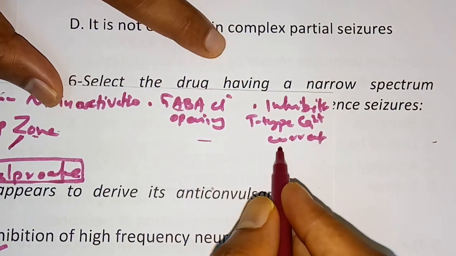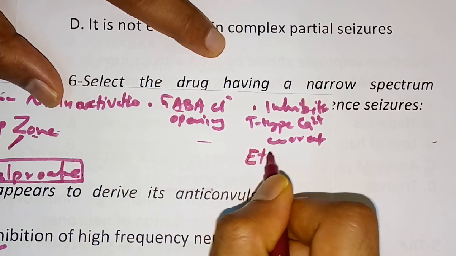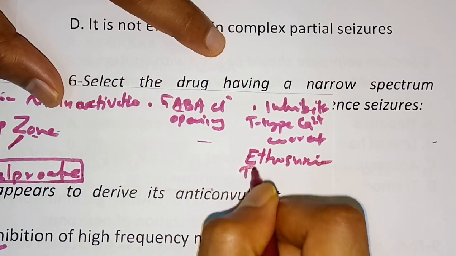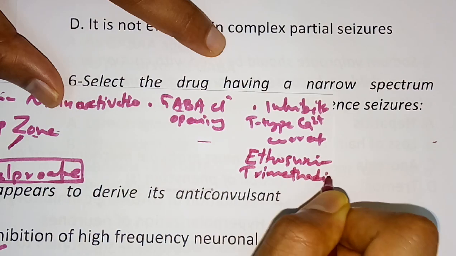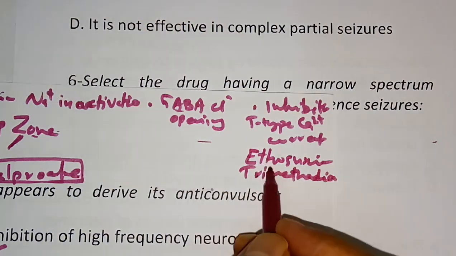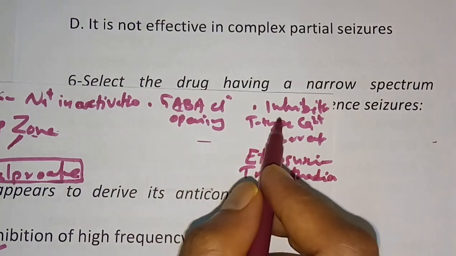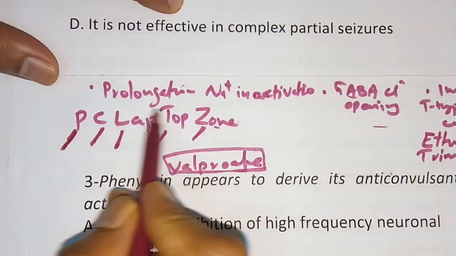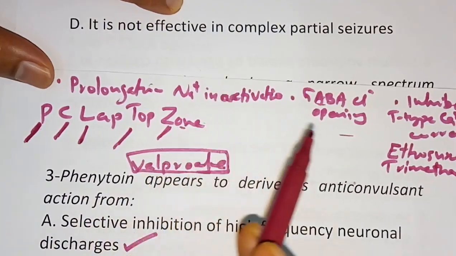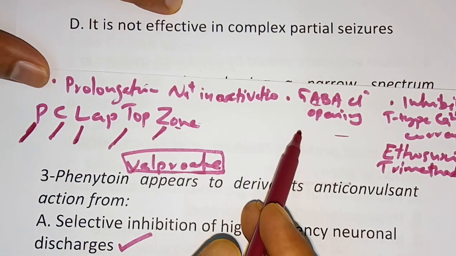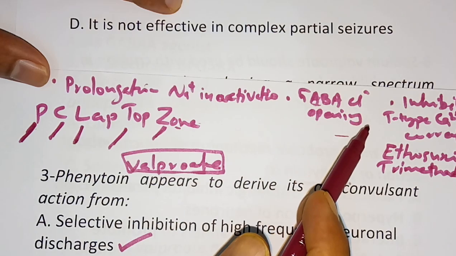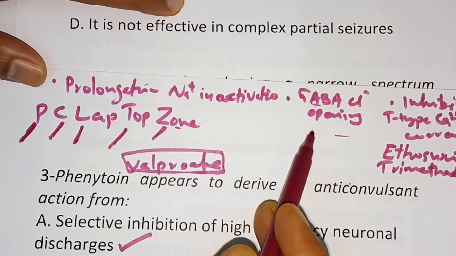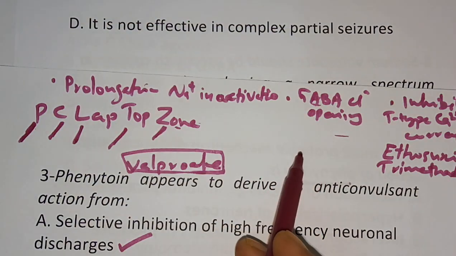Inhibition of T-type calcium current: one is ethosuximide and the other is trimethadione. These two drugs are there, and valproate is also there. Ethosuximide, trimethadione, and valproate cause inhibition of T-type calcium current. PC laptop zone causes prolongation of sodium channel inactivation. All other anti-epileptic drugs cause facilitation of GABA-mediated chloride channel opening, that is barbiturate, benzodiazepine, vigabatrin, gabapentin, tiagabine.